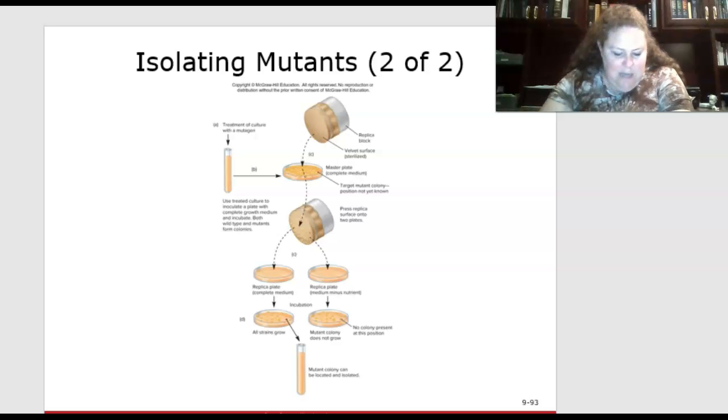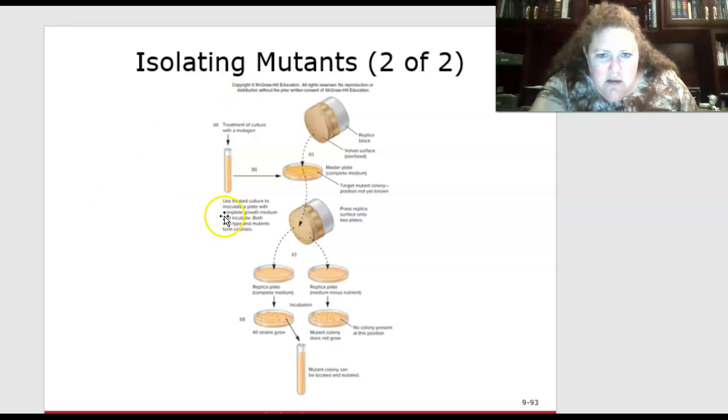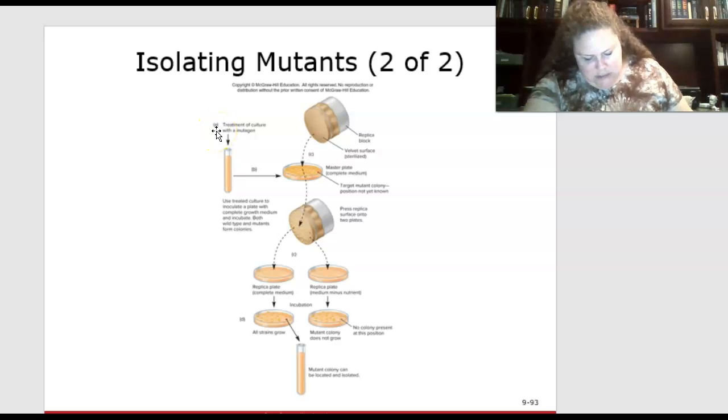And this is figure 9.22. Okay, so it shows that this technique was developed by Joshua Lederberg, and it's based on A, which is up at the top. Right there, that is A. And this is exposing a culture to a mutagen. And then you're going to be plating the culture for isolated colonies on a master plate with complete nutrients.